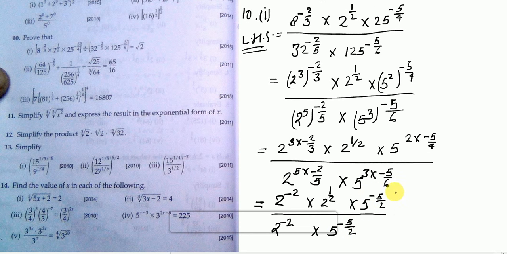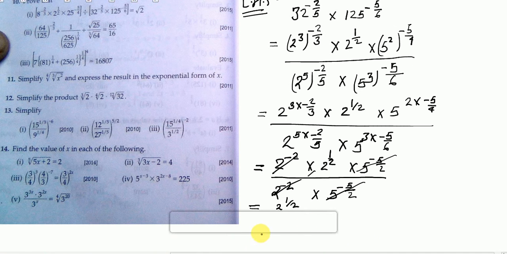So this and this cancel out. 2 raised to the power minus 2 is also cancel out. What remains? 2 raised to the power 1 by 2, and this is under root 2. So left hand side is equal to right hand side.